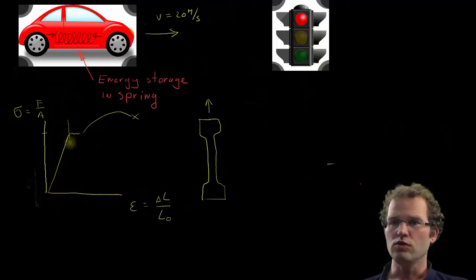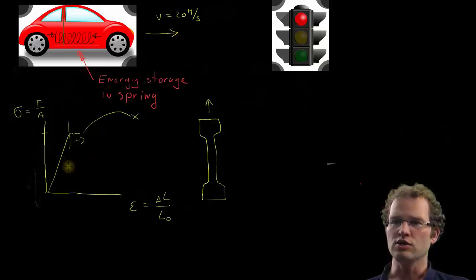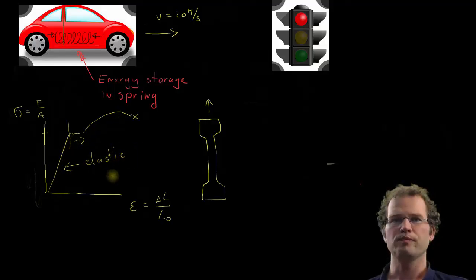We wouldn't want to go beyond this point, because if a material plastically deforms, then there's no way you get the energy back that you put into it. So there's only one way to get your energy back, and that is to stay in the elastic part of the curve. Okay, and if we stay in this part of the curve, it looks a little bit like the spring characteristic that we drew earlier.